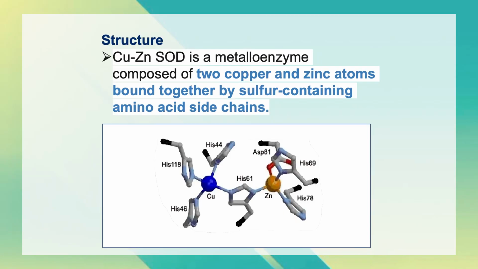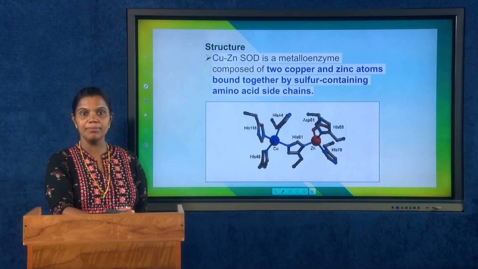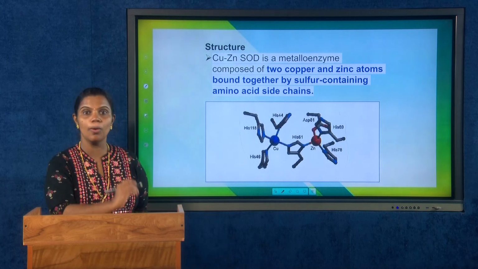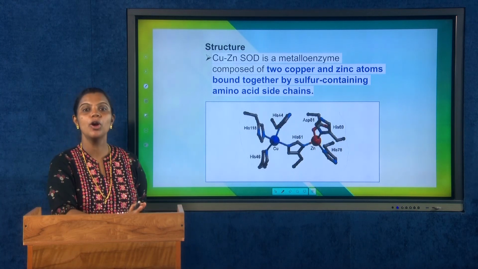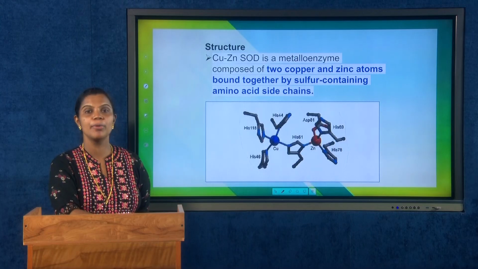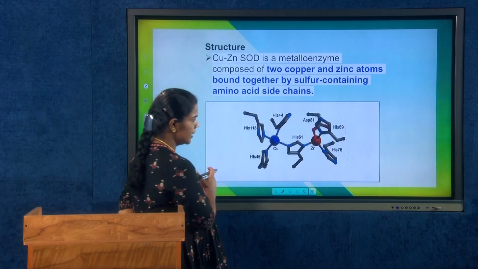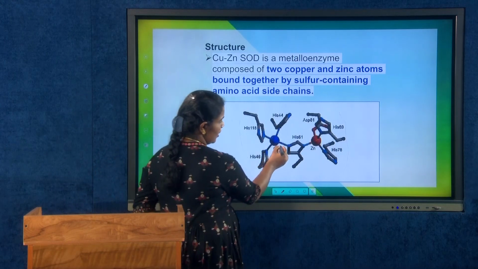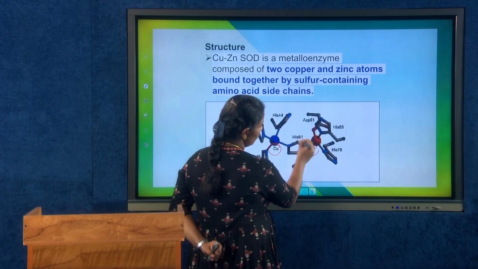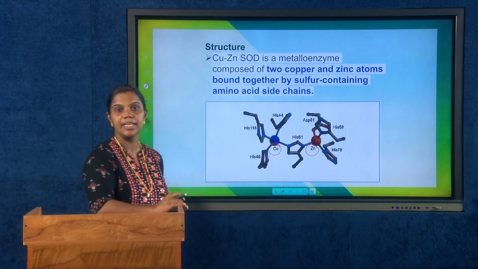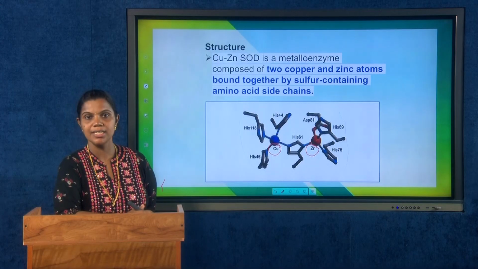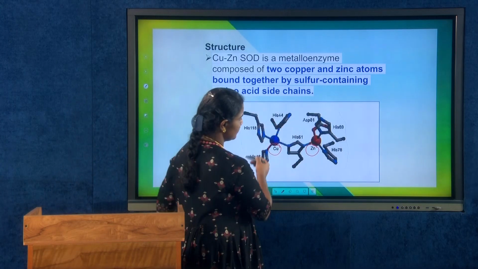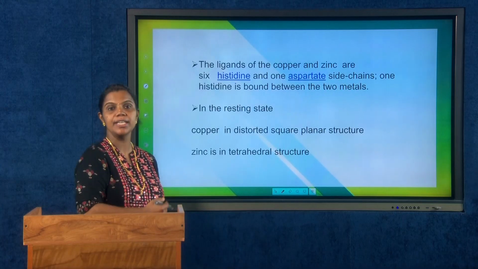Now, let us learn in detail about the most important superoxide dismutase, the copper zinc dismutase enzyme. It is a metalloenzyme composed of copper and zinc atoms that are bound together by sulfur-containing amino acid side chains. Here in this figure you can see the copper and zinc atoms bound together by the side chains.